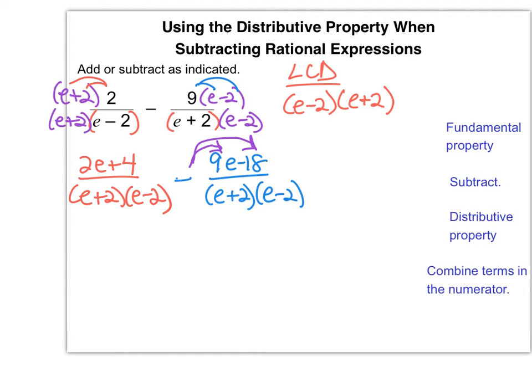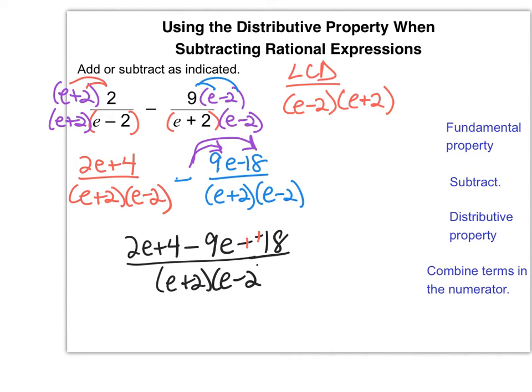So when we write this as a single fraction, the numerator is 2e plus 4 minus 9e, as well as minus a negative 18. And this minus a negative ends up being a plus. And our denominator is that LCD of e plus 2 times e minus 2.